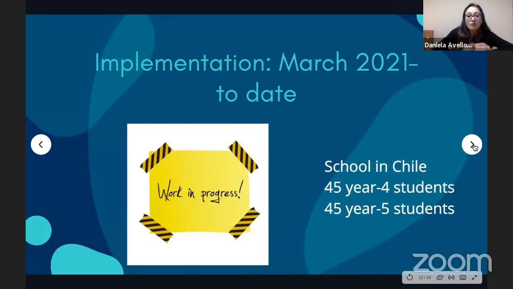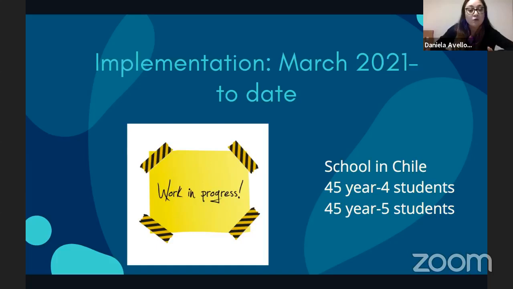So after improving the testing procedures and working with the control group, I was finally able to implement my actual research study, which is work in progress. So I started in March 2021 at a school here in Chile with 45 year 4 students and 45 year 5 students.